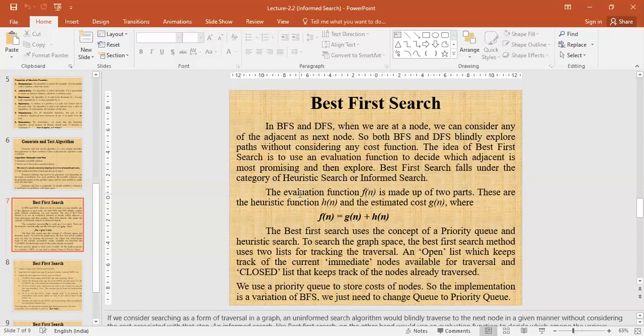The best first search falls under the category of heuristic search or informed search. The evaluation function f(n) is made up of two parts: the heuristic function h(n) and the estimated cost function g(n). So f(n) equals g(n) plus h(n). The best first search uses the concept of priority queue and heuristic search.